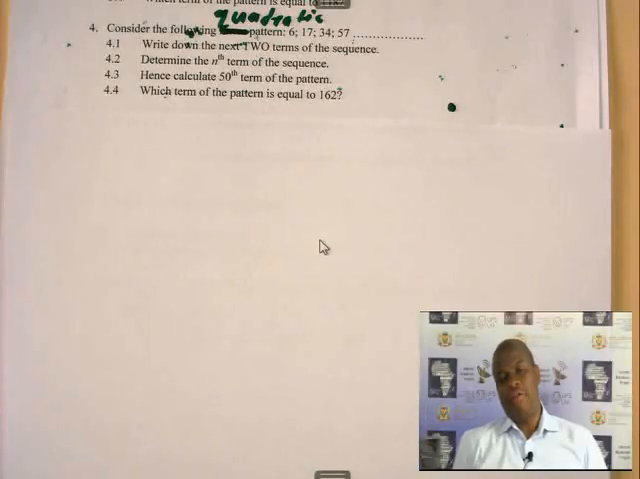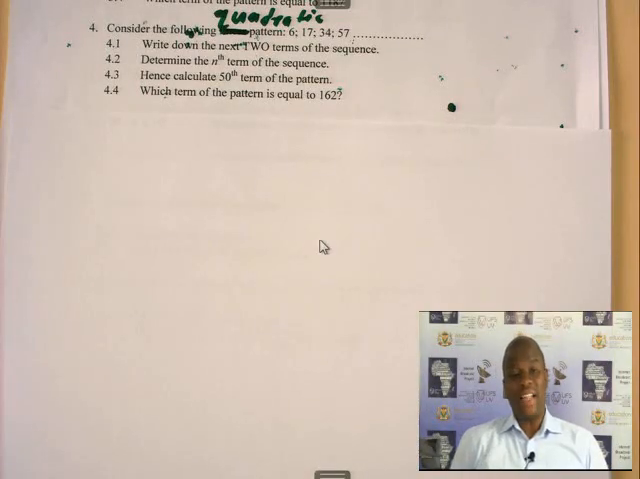Welcome learners. We're carrying on with the number patterns. Sorry for that. The next exercise that I want you to do for me, check at number 4. Consider the following quadratic pattern. It is given that it is a quadratic pattern: 6, 17, 34, 57.